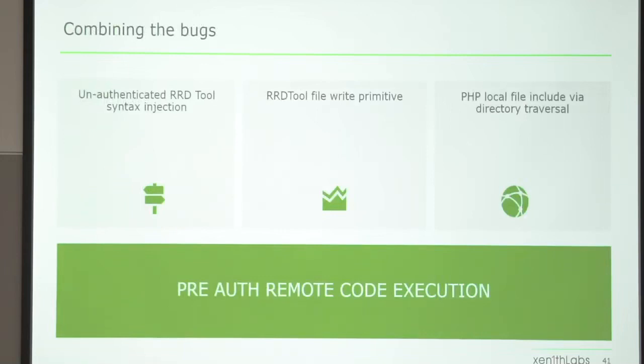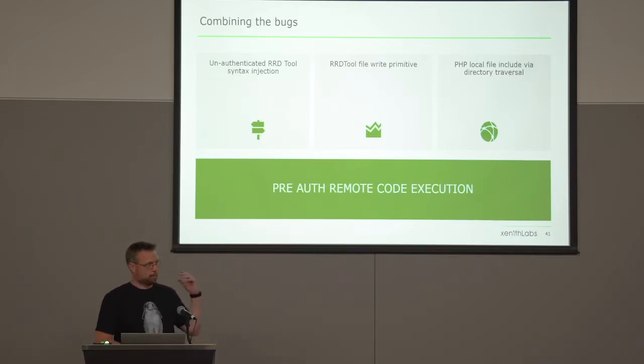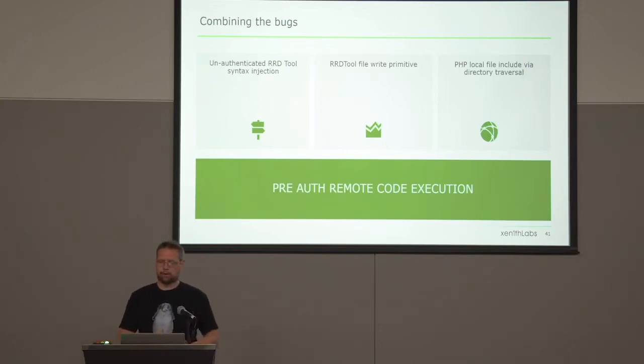So now that we have some primitives, we have a sequence of different bugs that are useful. We can then combine them. So we can take the unauthenticated RRDtool syntax injection, combine that with a file write primitive to write a particularly named file, which we can then leverage in the local file include via directory traversal, which gives us pre-authenticated remote code execution. And it's simply just hitting a URL. In fact, you could also do this not just by directly speaking to the LibreNMS system, but through cross-site request forgery.